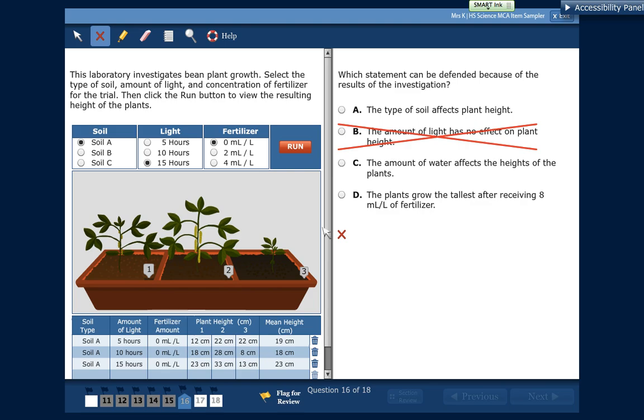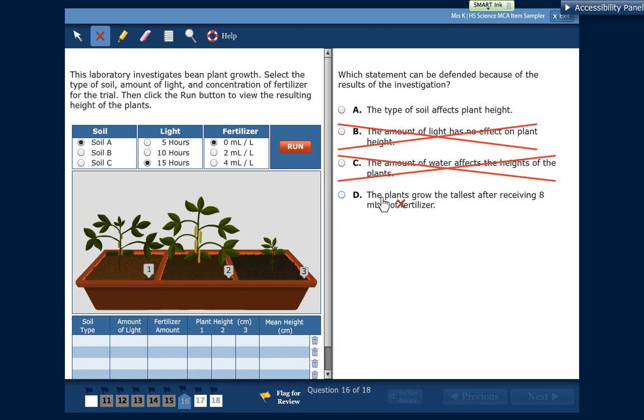Questions like this in the Science MCA test, you can't rush through. You've got to think about it. Try different things. The amount of water affects heights of plants. Well, guess what? You can't even test that. You can only test soil type, light, and fertilizer. So you can eliminate that one too.